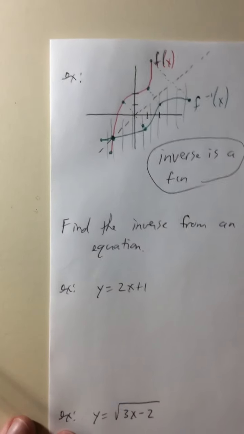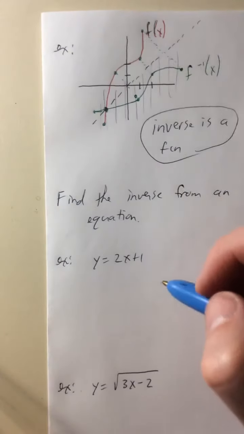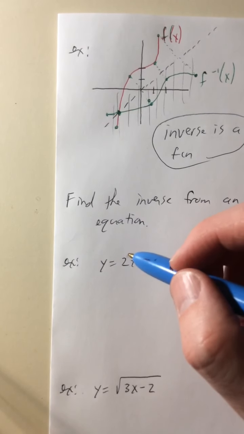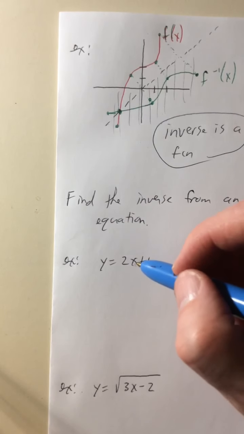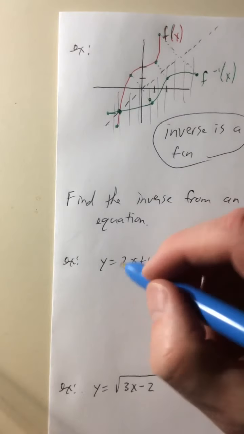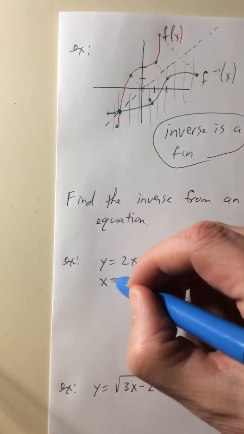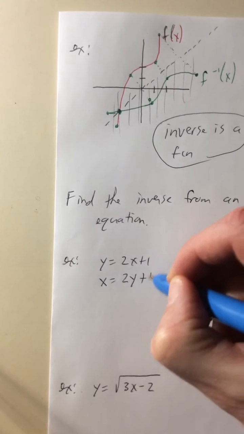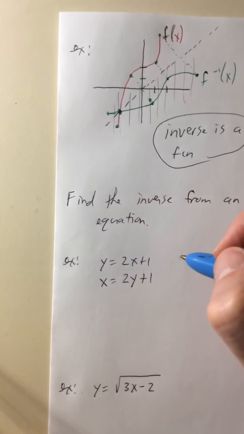Okay, so let's find the inverse of an equation. So back to the definition that we had at the beginning, the way to find an inverse is simply to switch the x and the y. So we're going to do that. We're going to write x equals 2 times y plus 1, right? We just literally switch the x and the y.